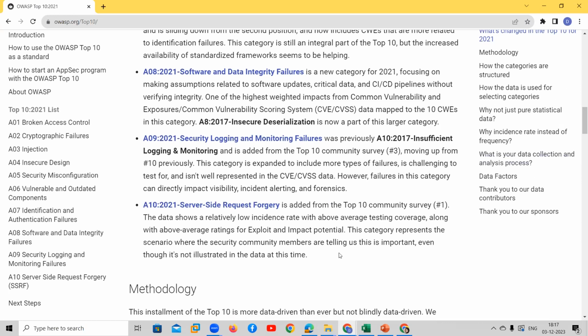The last one is server-side request forgery. This allows an attacker to make the application send a crafted request to an unexpected destination, even when the system is protected by a firewall, VPN, or some additional network access controls. The severity and incidence of SSRF attacks are increasing due to cloud services and the increased complexity of architectures. This is quite a difficult attack to actually perform, but yes, it finds a place in the OWASP Top 10. Thank you so much.